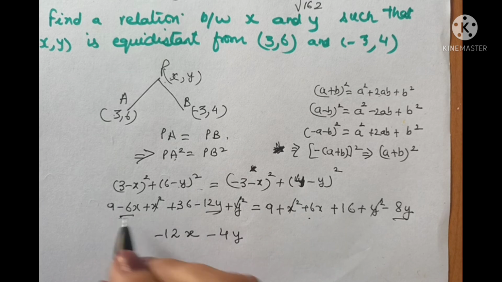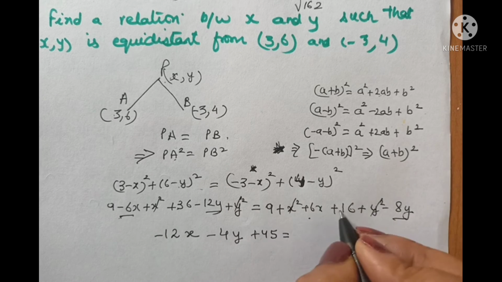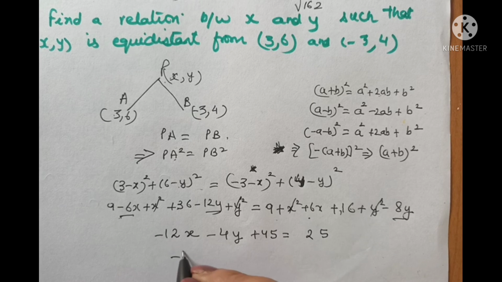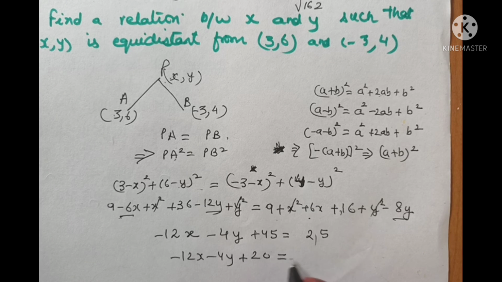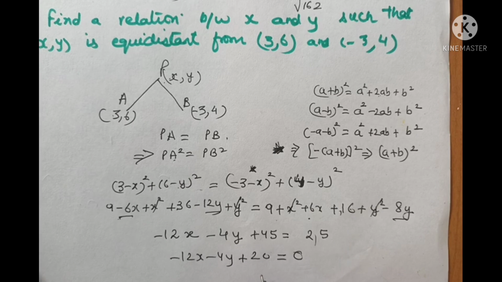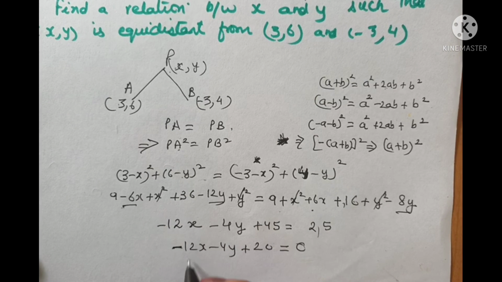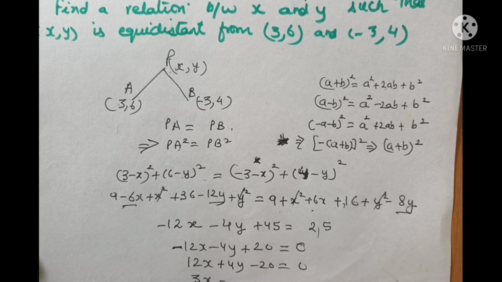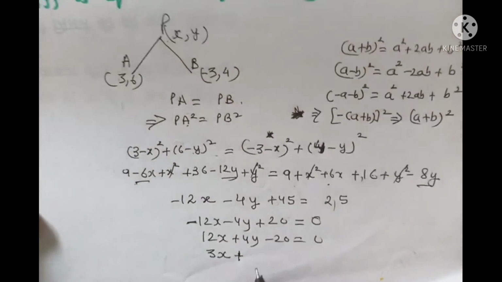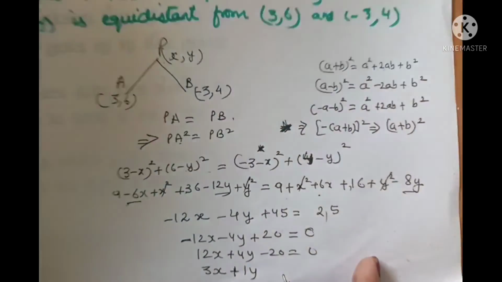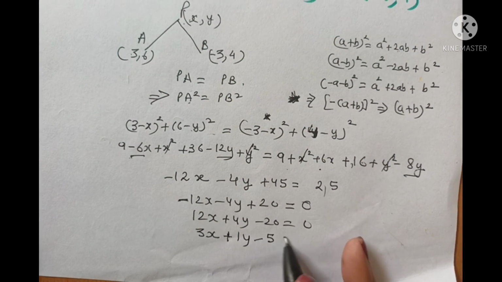Now here it is 36 plus 9 is 45, equal to 16 plus 9 is 25. So minus 12x minus 4y, 25 on coming to the left hand side I get plus 20 is equal to 0. So if I remove this negative, dividing throughout by negative, I get 12x plus 4y minus 20 is equal to 0, and 4 is common throughout. So I can write that as 3x, dividing by 4, plus 4y by 4 is 1y, minus 20 divided by 4 is 5, is equal to 0.